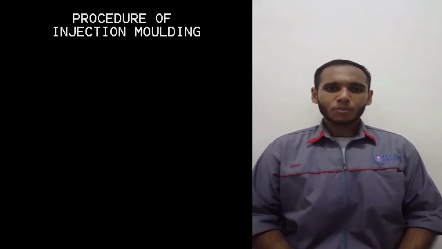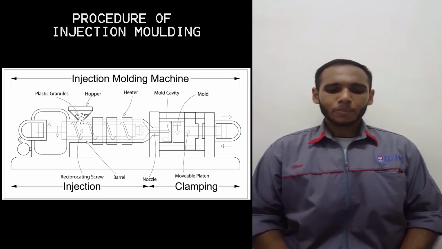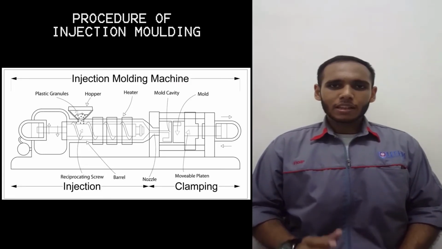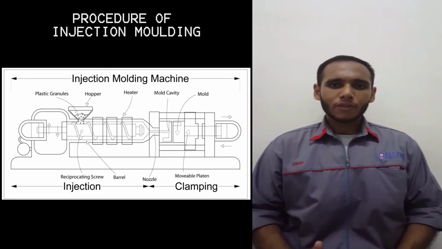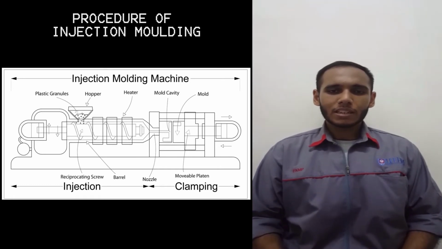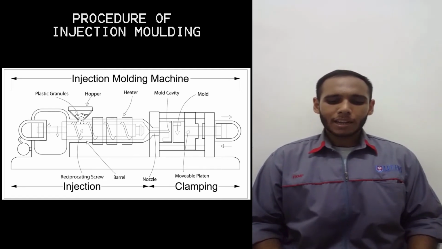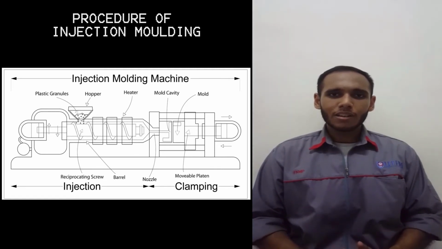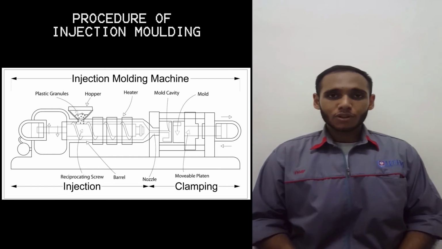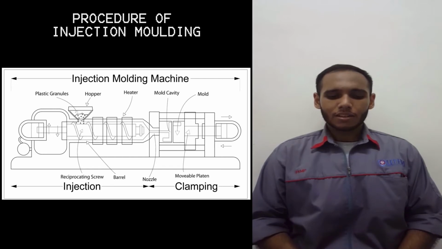Okay, there are 4 procedures in injection molding, and the first one is called clamping. The clamping part is when the first half of the mold is fixed to the machine and the second half is connected to a hydraulically powered clamping unit which pushes the molds towards each other, which then gives sufficient force to keep them securely closed while the material is injected.